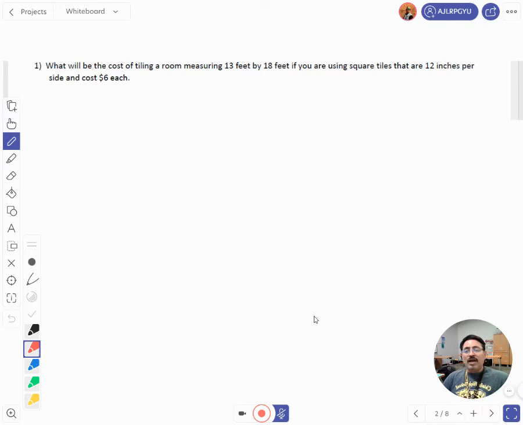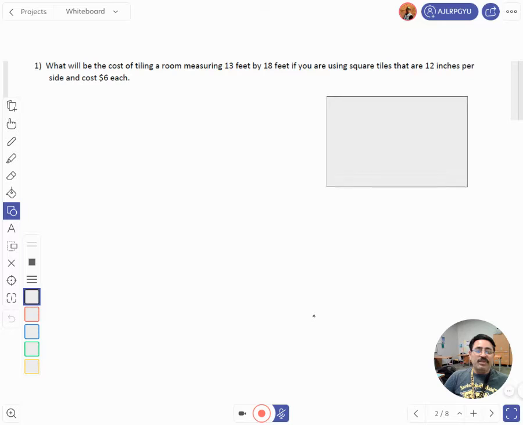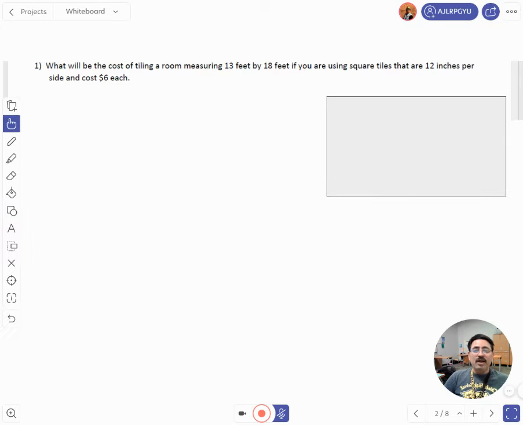What will be the cost of tiling a room measuring 13 feet by 18 feet? Okay, so first of all, I see that there is a room with the length 13 and width is 18. And next, this room is tiled with square tiles that are 12 inches per side and cost is $6 each.